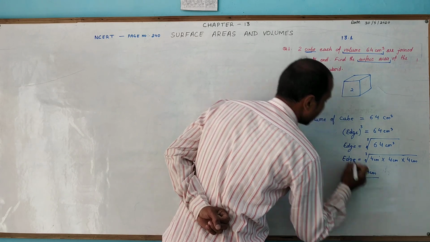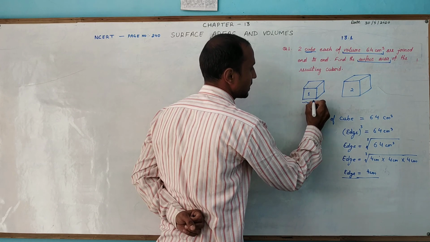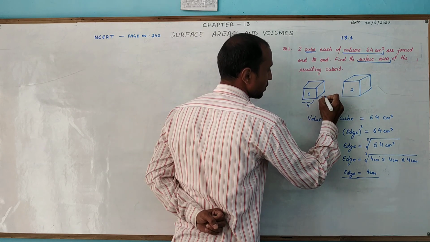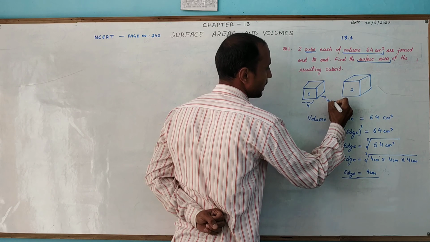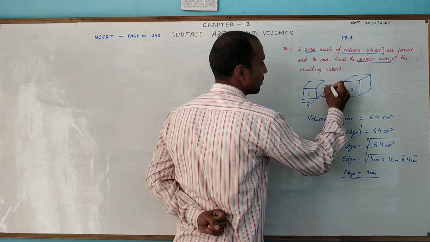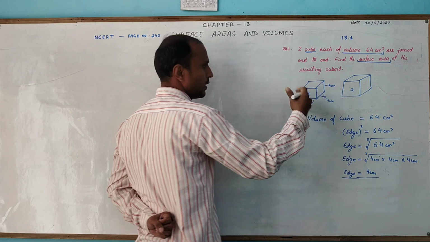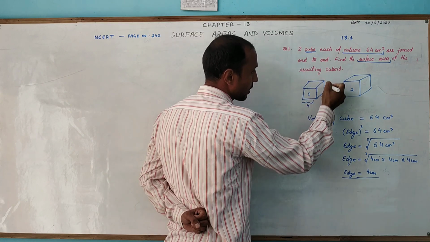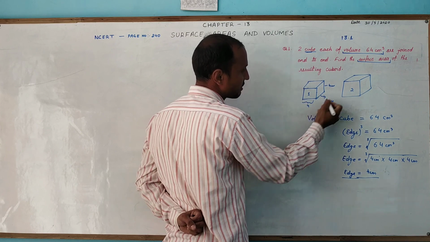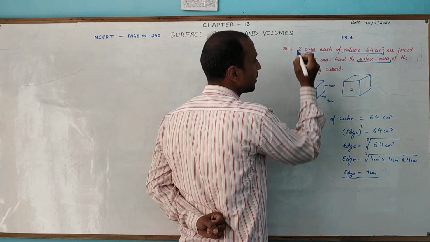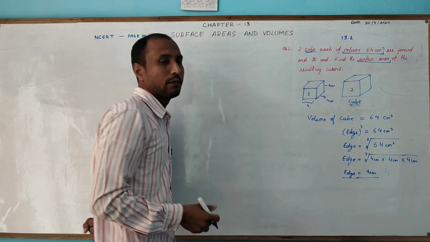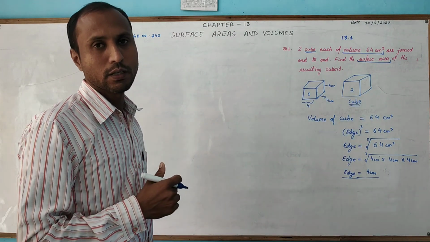That means this side is equal to 4 centimeter. This side is also 4 centimeter and this side is also 4 centimeter. If we think that it is your breadth, it is your height and it is your length, then each is 4 centimeter because it is a cube. In a cube all 3 dimensions are the same. That's why it is called a cube.